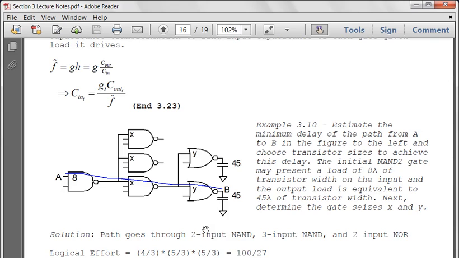And then a 2-input NAND gate. So it becomes 4 over 3, n plus 2 over 3. So you multiply that out, and that becomes 100 over 27. 25 times 4 is 100. 3 times 3 times 3 is 27.